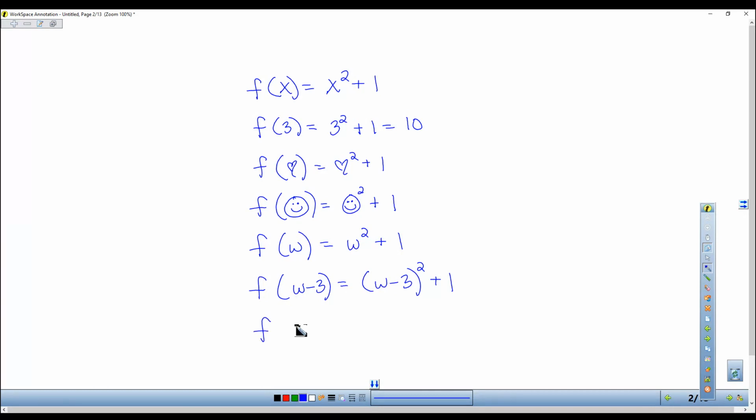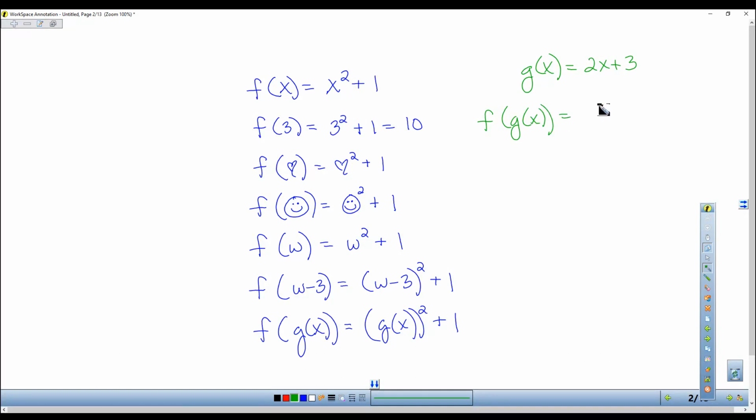And what if I told you f of g of x? Well, I'd have to tell you what g of x was. But you could start by saying, well, I'm going to square g of x and then add 1. So now if I told you that g of x was 2x plus 3, then you would be able to say that f of g of x is 2x plus 3 squared plus 1. And that is called the composition of functions.